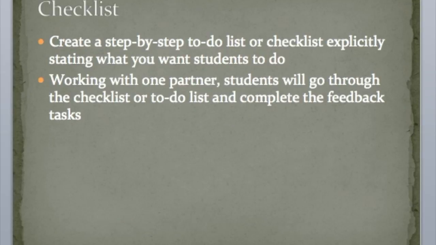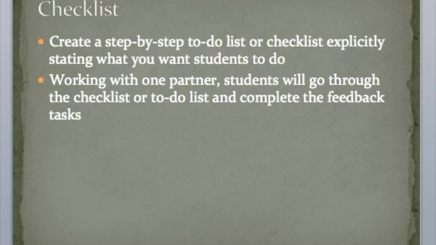The second, more teacher-intensive option for peer editing is to do an editing checklist or peer editing checklist. So for this, you would create a step-by-step to-do list or checklist that explicitly states what you want students to do. And then what you'll do is, working with a partner, students will go through the checklist or to-do list and complete the feedback tasks that you have outlined.